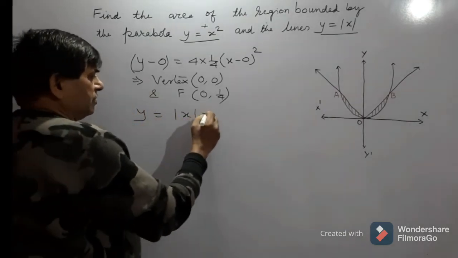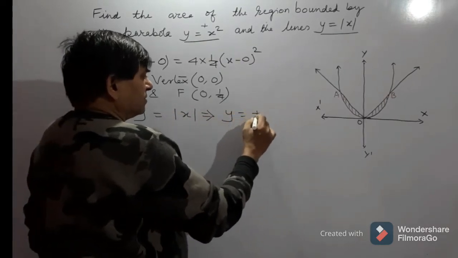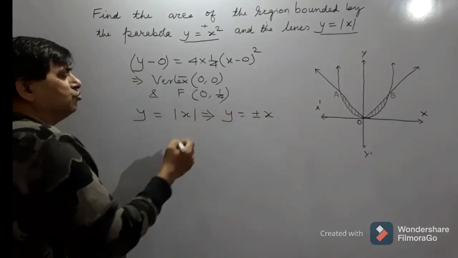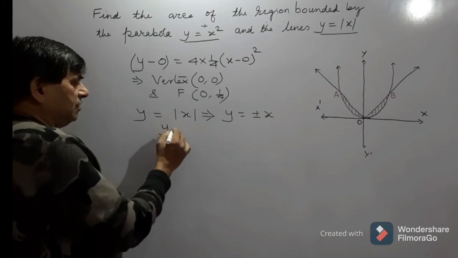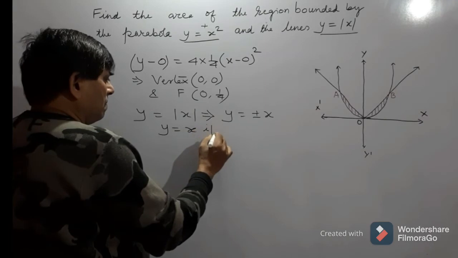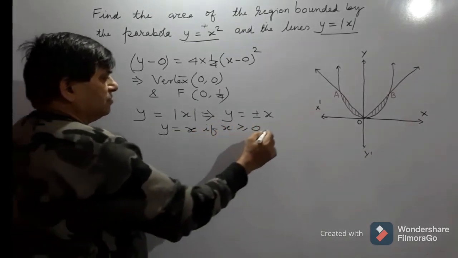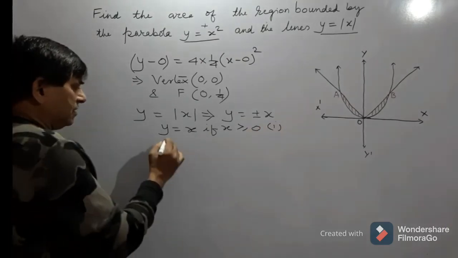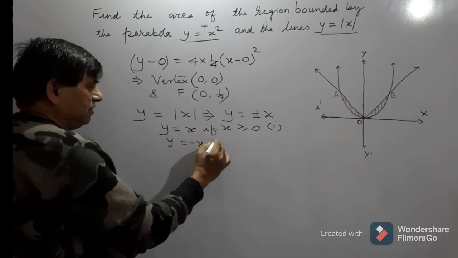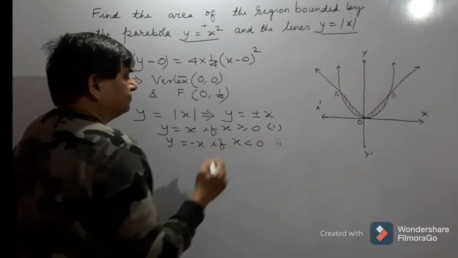If we open the modulus, then y is equal to plus minus x. And this represents the two lines. y is equal to x if x is greater than or equal to 0, this is one line. Second, y is equal to minus x if x is less than 0, this is the second line.